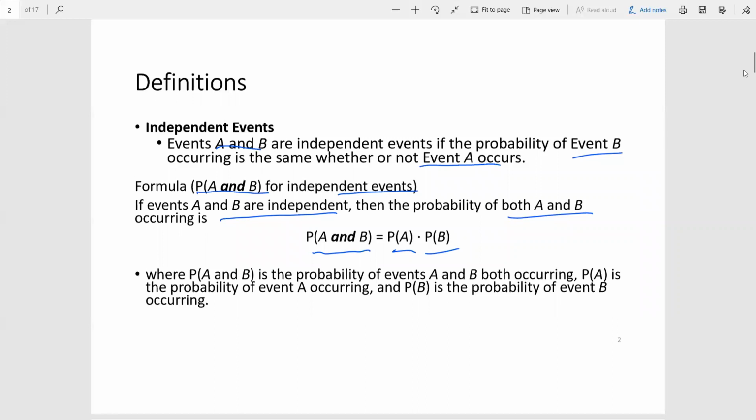And as we said, probability of A and B is the probability of events A and B both occurring, and P of A is the probability of event A occurring, and P of B is the probability of event B occurring.